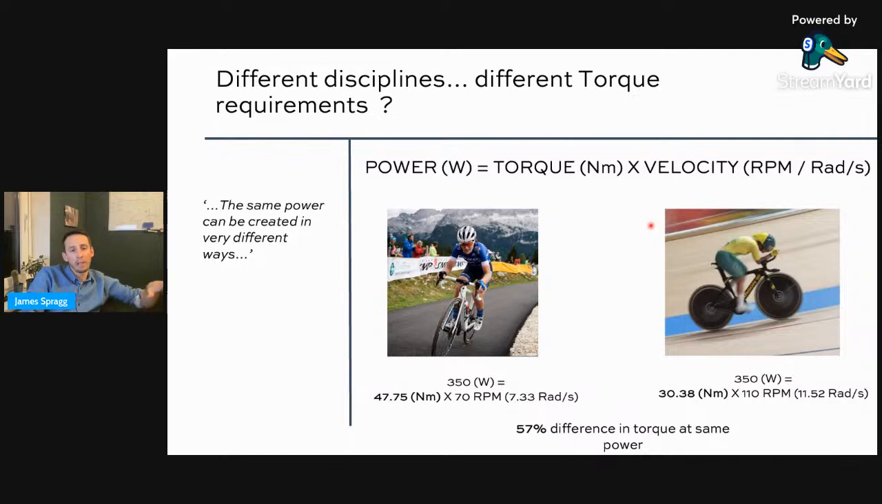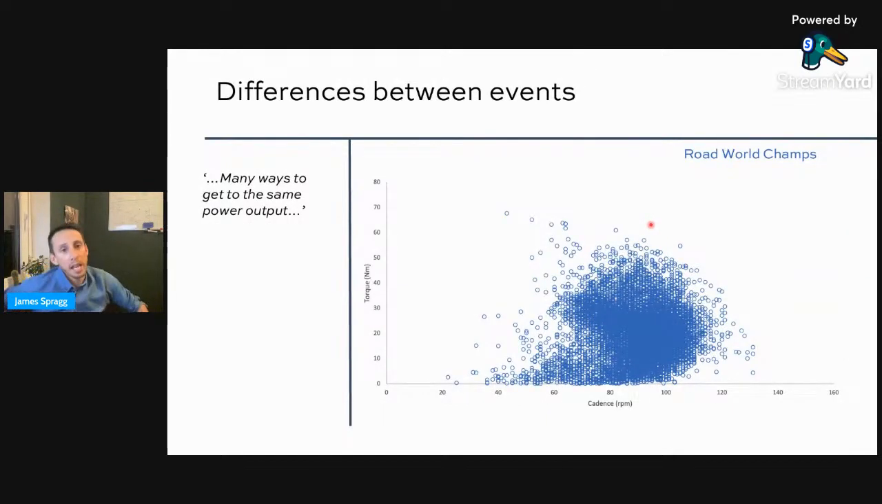So I'm going to highlight this point in another way. Here is some data taken from the Road World Championships. It was from a female athlete from Imola, and she actually finished in the top 15 at the world championships, so a world-class athlete here.